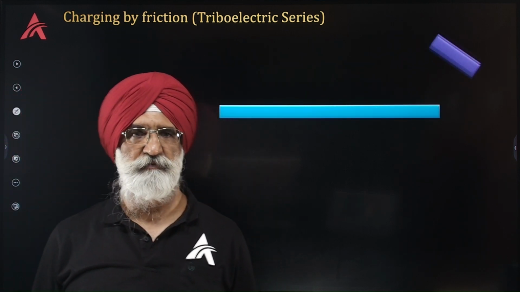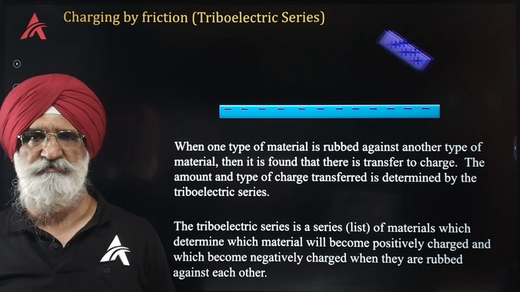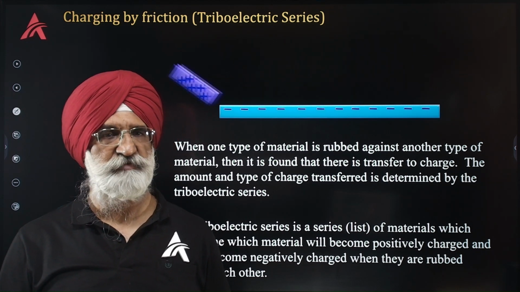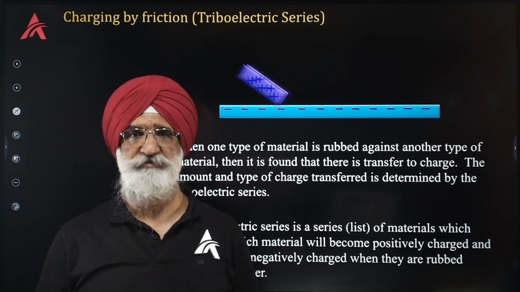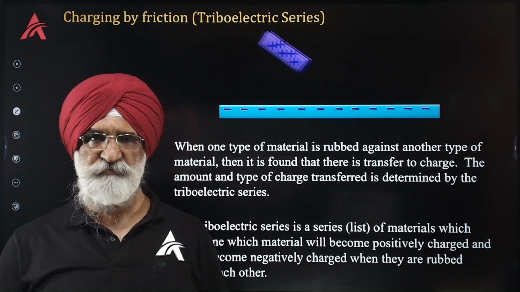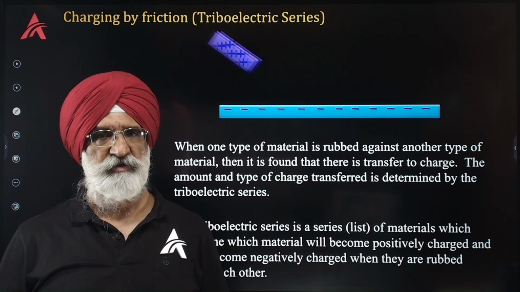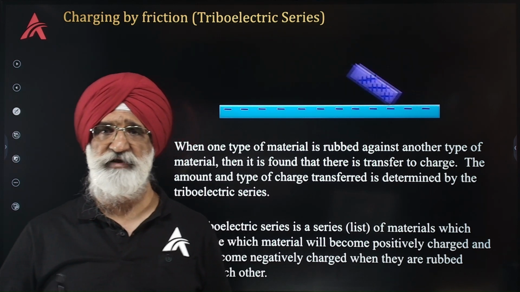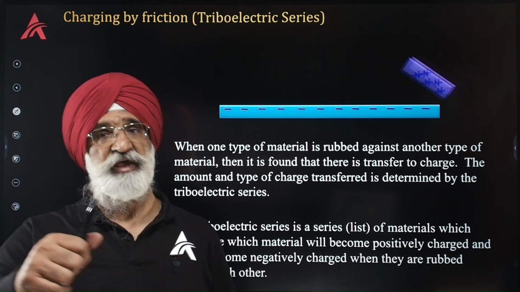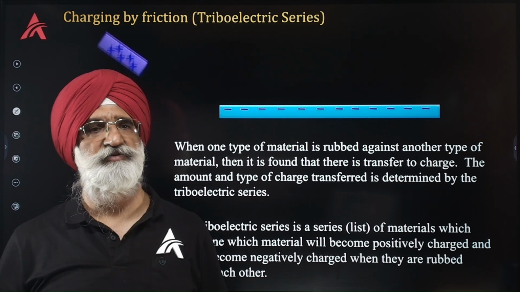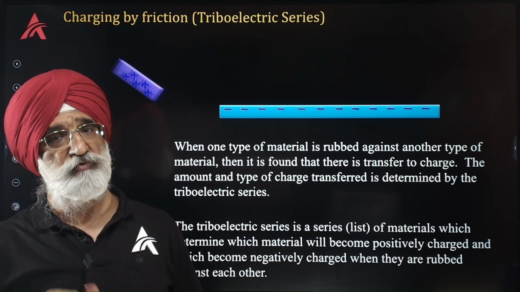Charging by friction. We should remember one thing, that every element or substance is unique and has its own properties. Some substances can lose electrons easily, while others can gain electrons easily when they are rubbed against each other. Let there be two substances, A and B. Substance A has a tendency to gain electrons, while substance B has a tendency to lose electrons. Now, when these two substances A and B are rubbed against each other, the electrons will be transferred from B to A, because A has a tendency to gain electrons and B has a tendency to lose electrons. Hence, substance A will acquire negative charge and substance B will acquire an equal amount of positive charge.